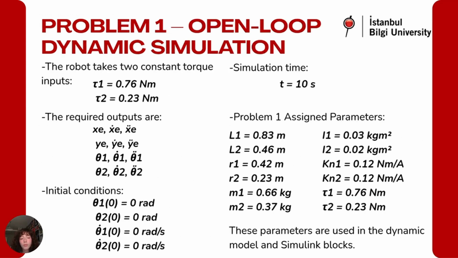In problem 1, we apply constant torque inputs to the two joints. Since this is an open loop simulation, there is no feedback or correction. The robot simply moves according to the applied torques, gravity, and its own dynamics. Here you can also see the assigned parameters and initial conditions used in the simulation.